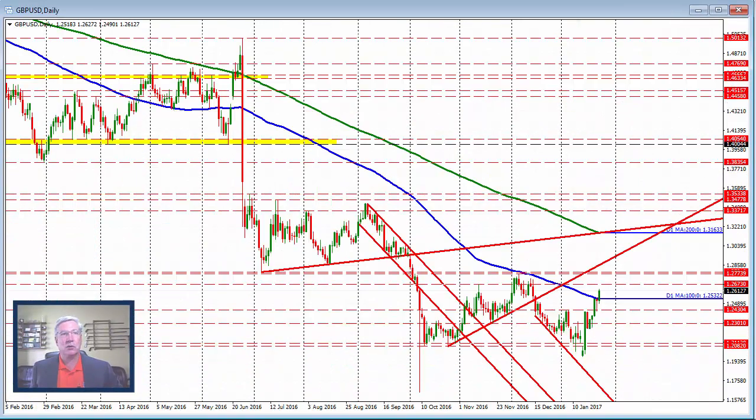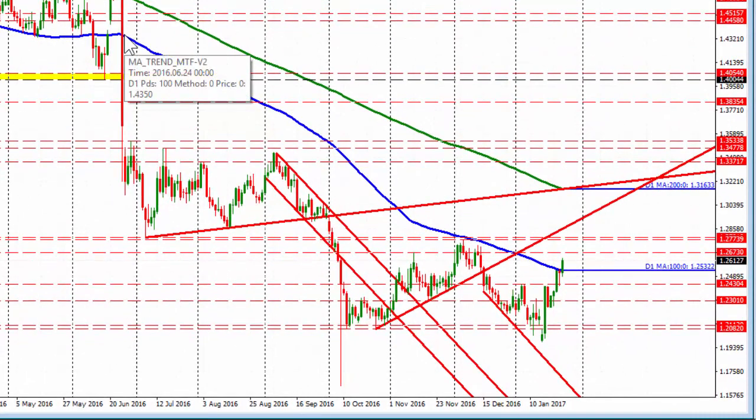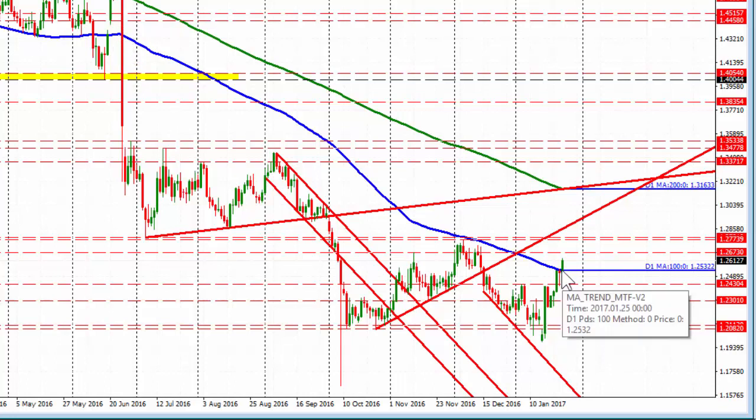Let's take a look at the sterling versus US dollar next. And what's so significant about this? Well, if you go back to June 24th, 2016, what was that? That was the Brexit day. And on that day, the market fell below the blue line right here. That's the 100-day moving average. And today, 151 days later, we finally moved above the 100-day moving average.